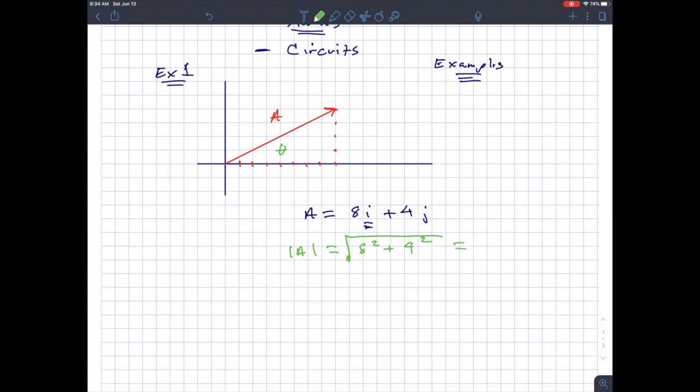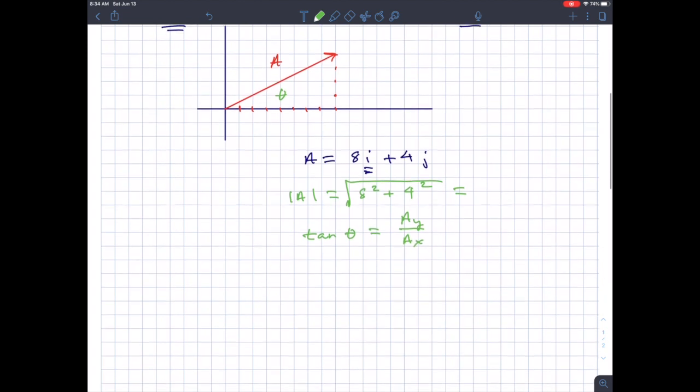Theta is a little more complicated. From trig, tangent of theta would be the y component, Ay, divided by the x component, Ax. If I wanted theta, it would be the arctangent. I'm going to go over to the side here. You could do this in your calculator.